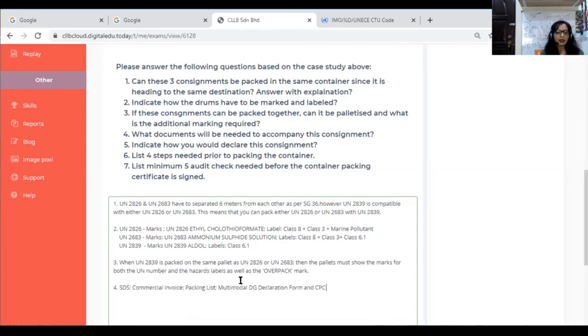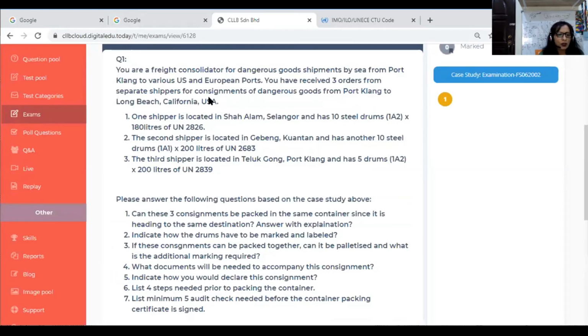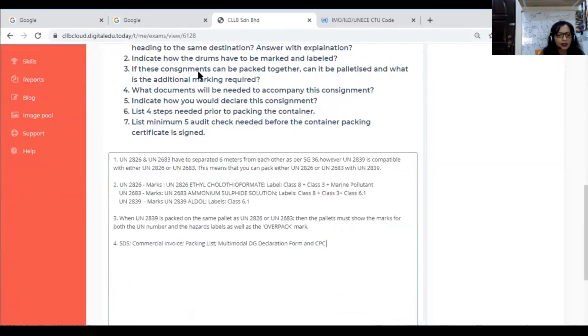All right, because understand that my questions are not very specific. They're not telling you who, how many, what, how, but here they told you there are multiple shippers, right? But we're looking at the freight consolidator. Now, what documents will be accompanied with the consignment? So these documents have to accompany the consignment unless there is anything additional, like based on these UN numbers, there's nothing other than that.